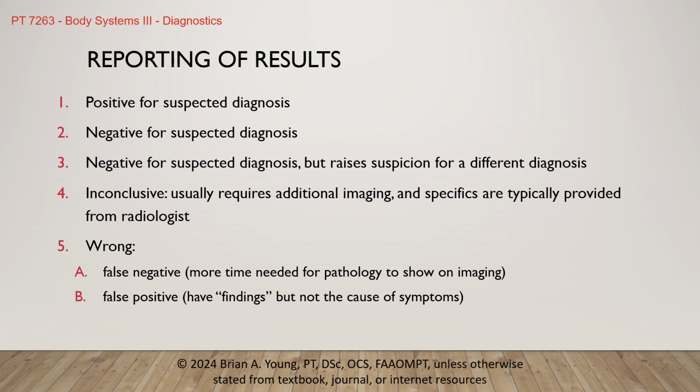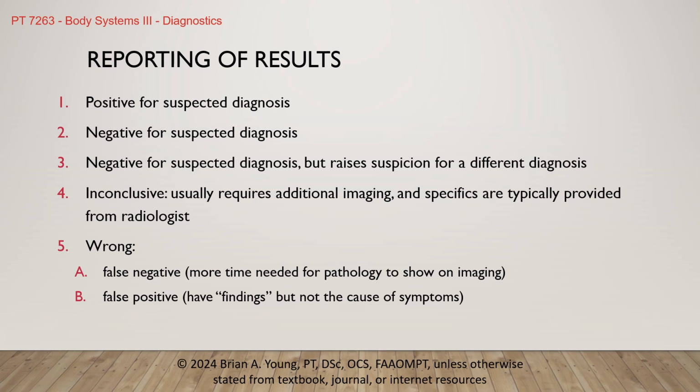There are a couple other things that imaging results could be, and we could get false negatives and false positives. Sometimes in a false negative, more time is needed for pathology to show. So let's use the scaphoid. For instance, if we have a fall on the outstretched hand and we suspect a scaphoid fracture, often that may not show up as a fracture for up to 10 to 12 days. We treat it as a fracture until then, but the imaging could be a false negative that says no fracture, when it just takes time for it to develop.